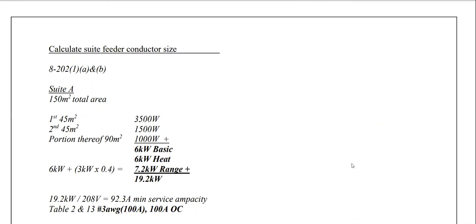So that means we have 6 kilowatt basic load. We have 6 kilowatt of heat inside that unit, and the range is 7.2 kilowatts, giving us 19.2 kilowatts. That means 92.3 amp minimum service ampacity. Now, table 2 and 13 are utilized to select a conductor and an overcurrent.